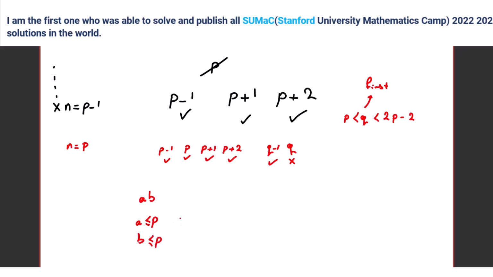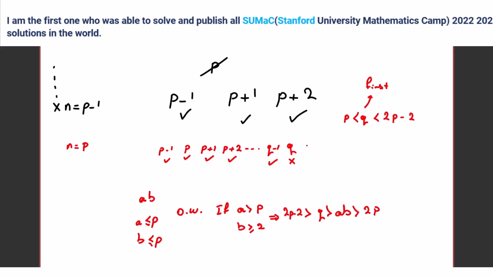Why? Because otherwise, if one of them is greater than p, for example, a is greater than p, we know b is at least 2, then ab is greater than 2p, and that's a contradiction. Because we know if we have a composite number here, ab greater than 2p, but we know ab is less than q, right? And q is less than 2p minus 2, agreed? So we can say we have all these numbers here as divisors, right?